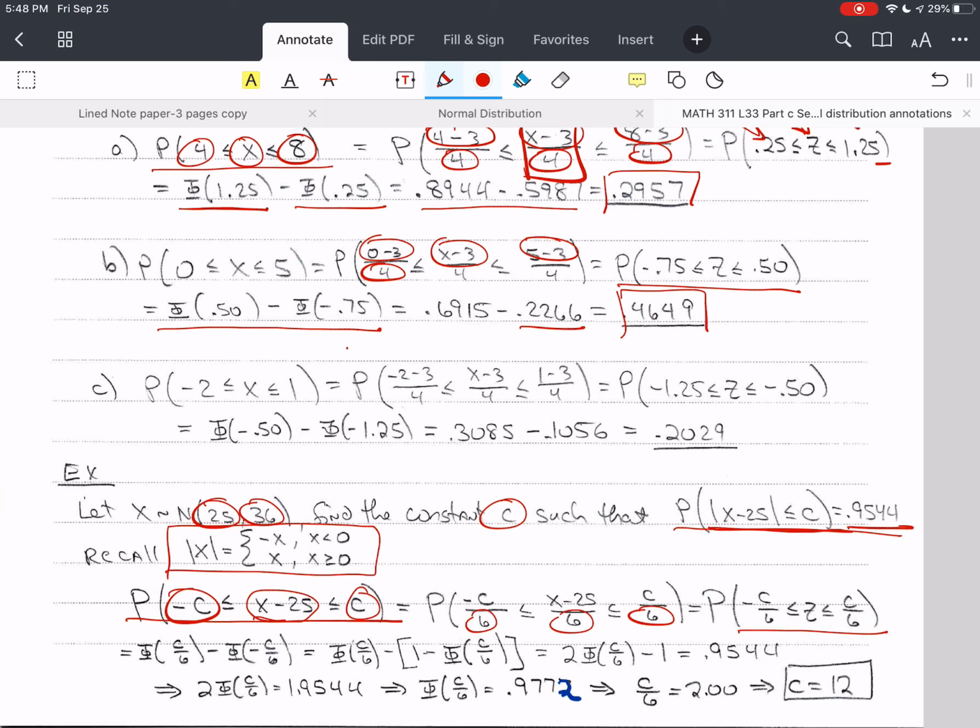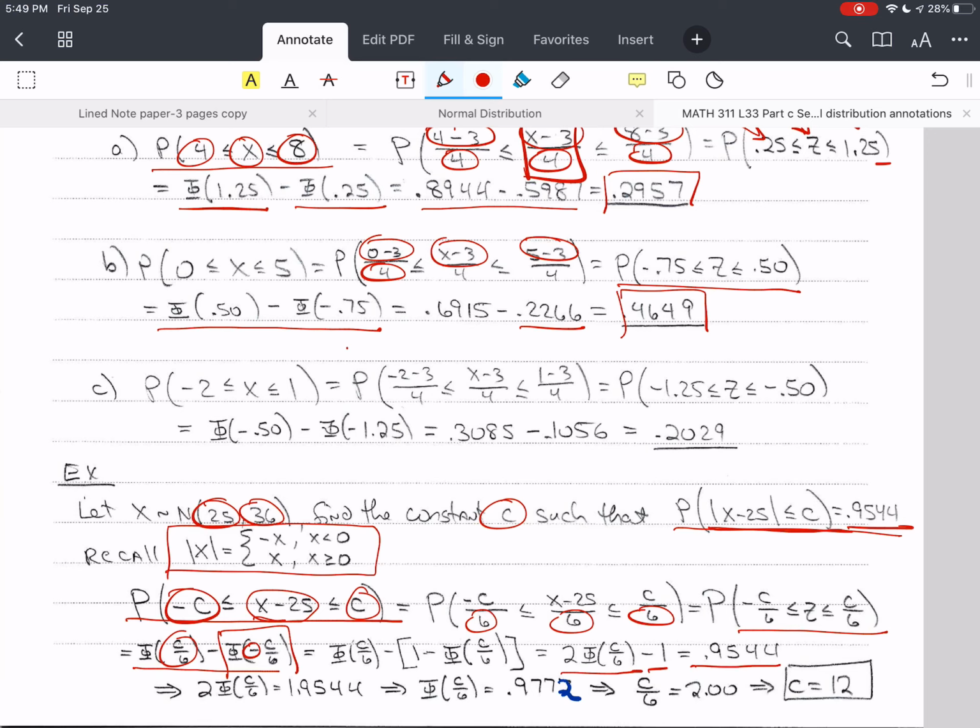We end up with phi of c over 6 minus phi of negative c over 6. I can't solve for both of those, so I need to rewrite this in terms of positive c over 6. That is 1 minus phi of c over 6. Take the negative of the negative, I get a positive. Don't forget this negative sign, these do not cancel out. It becomes 2 times that, and then minus 1. Just make sure you distribute your negative sign correctly there.